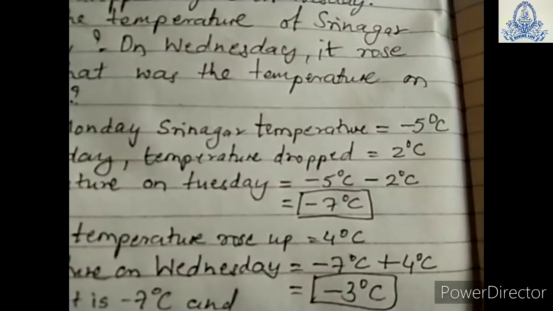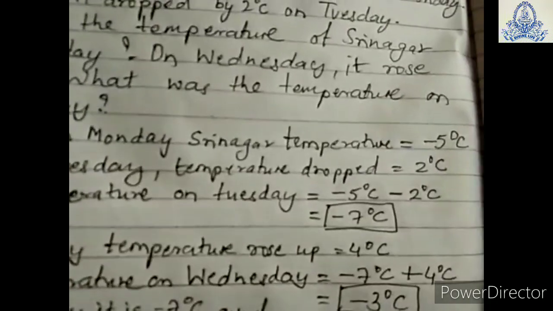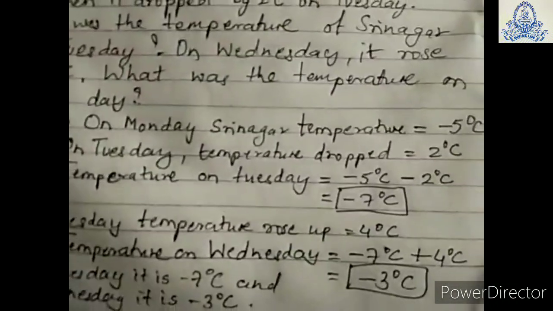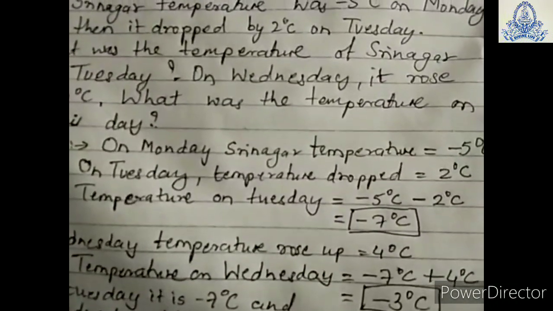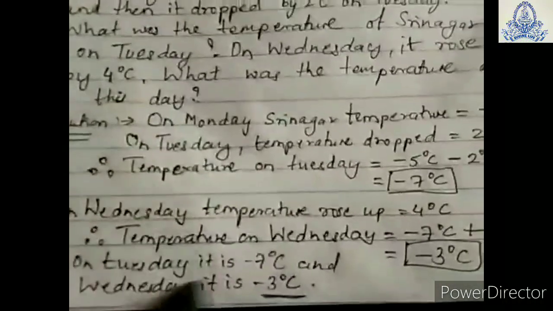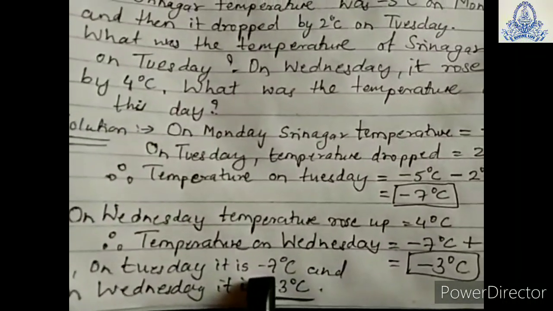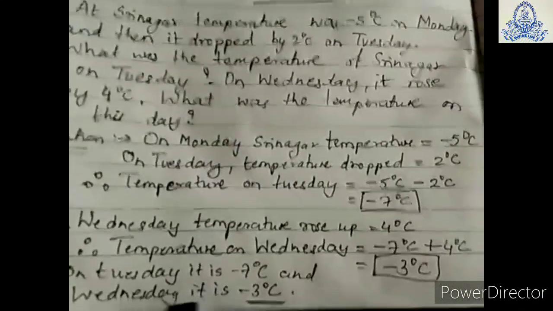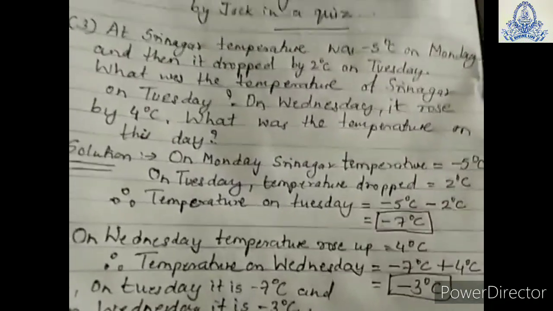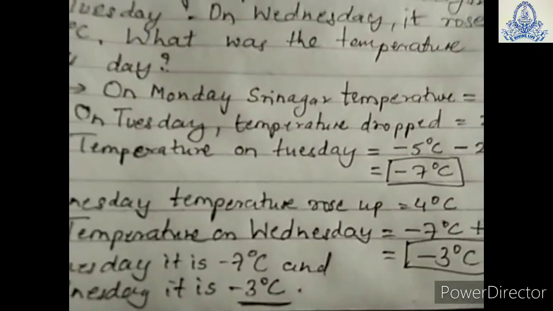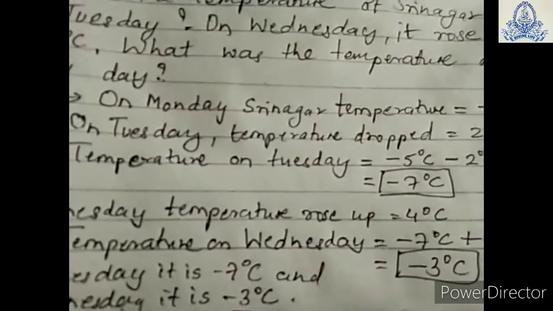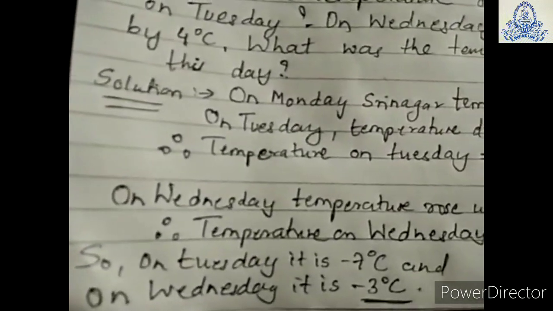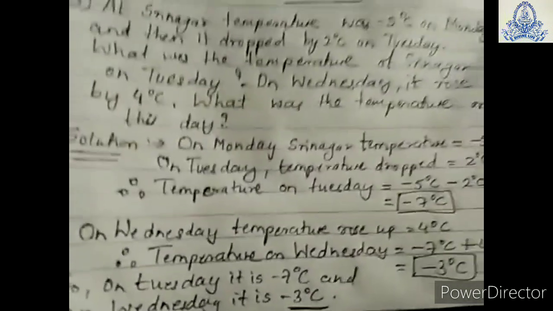So the final answer for the question: the temperature of Srinagar on Monday is minus 5 degrees. On Tuesday it dropped by 2 degrees, so it is minus 7 degrees. After that, minus 7 degrees rose by 4 degrees Celsius, and we get minus 3 degrees Celsius. As we all know, minus 3 is greater than minus 7 on the number line, right? So the final answer is that on Tuesday the temperature of Srinagar is minus 7, and on Wednesday it is minus 3 degrees Celsius.